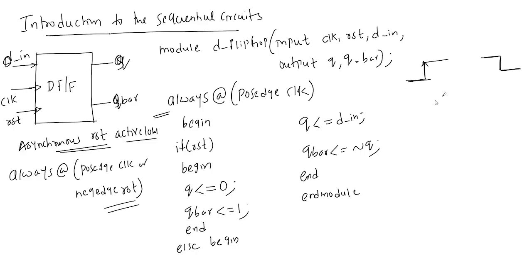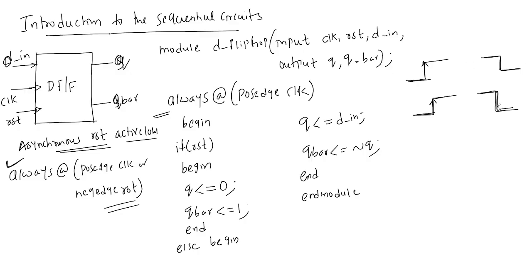Asynchronous active low reset means when it is low, that is activated, and when it is high, that is deactivated. When it is going from reset mode to functional mode, that is synchronous with the clock. And when it is coming from functional mode to reset mode, that is asynchronous with the clock. Why do you use this asynchronous active low reset in the industry? Mostly you use asynchronous active low reset only.